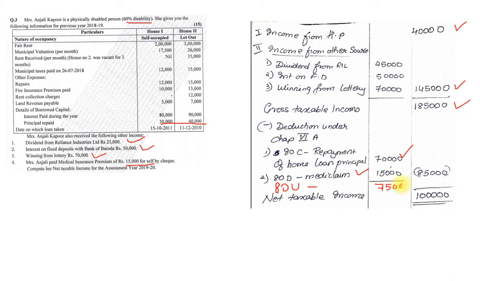So we'll just add it up here. So 85,000 plus another 75,000. So that comes to 1,60,000. Okay, this is 1,60,000. So 1,85,000 minus 1,60,000. So the net taxable income will turn out to be 25,000.